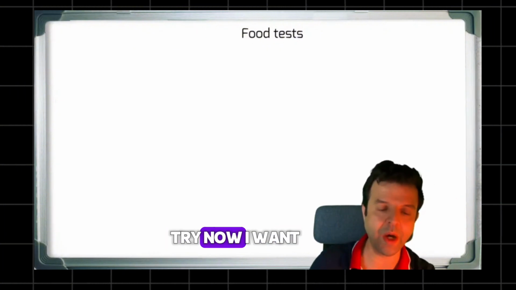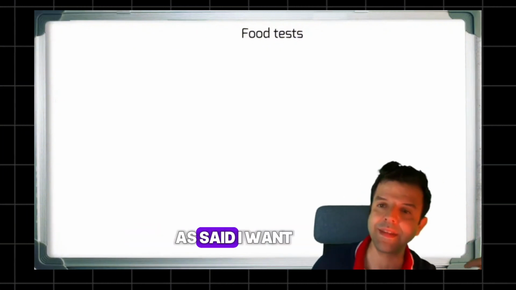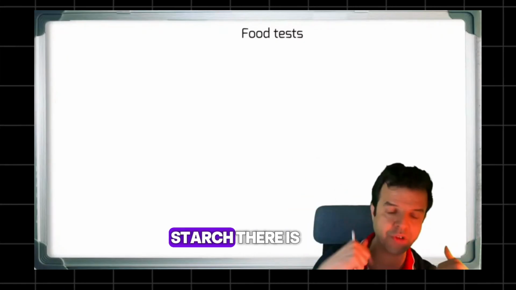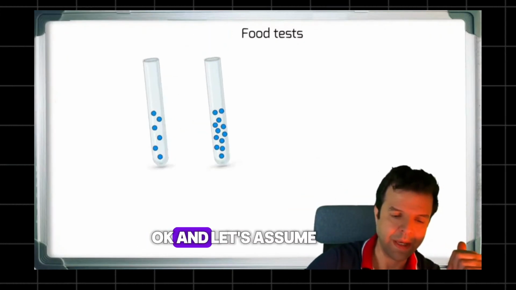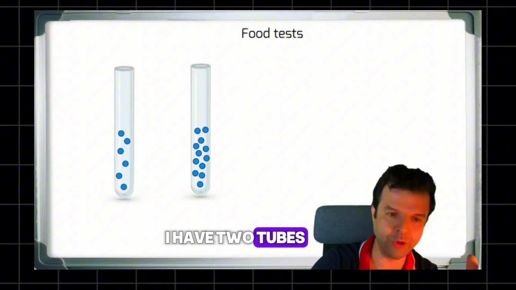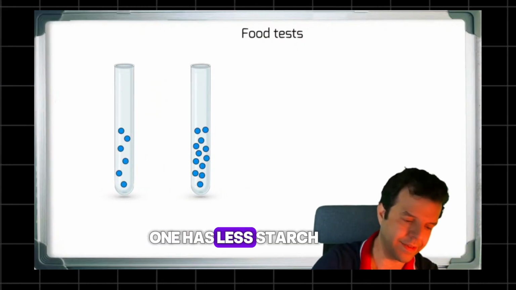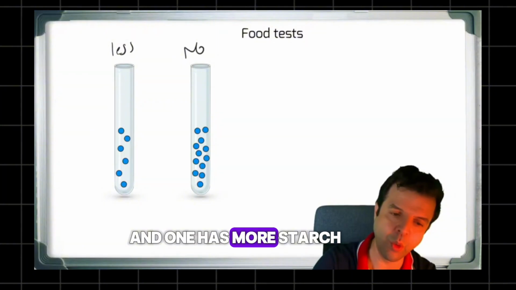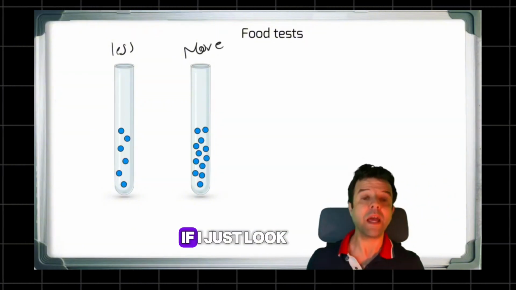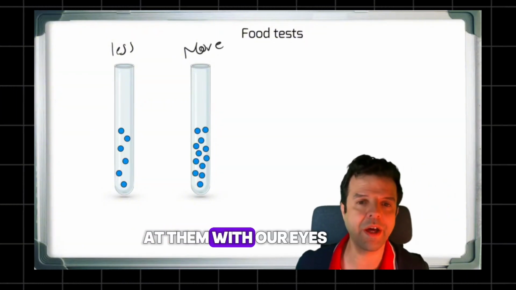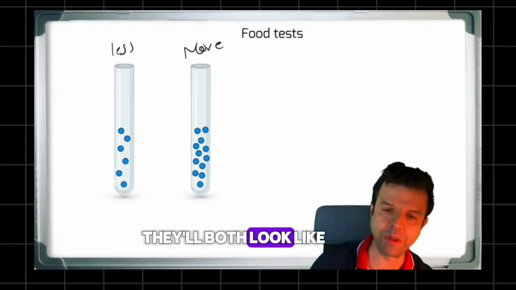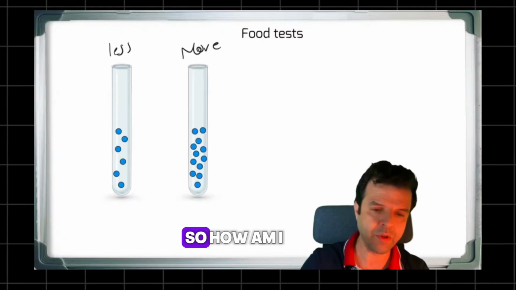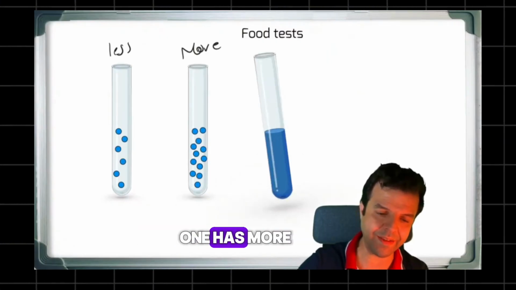What I want to try now, I want to take this step further. As said, I want to see how much starch there is. Let's assume that this is the iodine test, okay? And let's assume I have two tubes. One has less starch and one has more starch. If I just look at them with our eyes, you would not be able to tell, because they're both blue, right? They'll both look like blue and blue. So how am I supposed to tell which one has more?